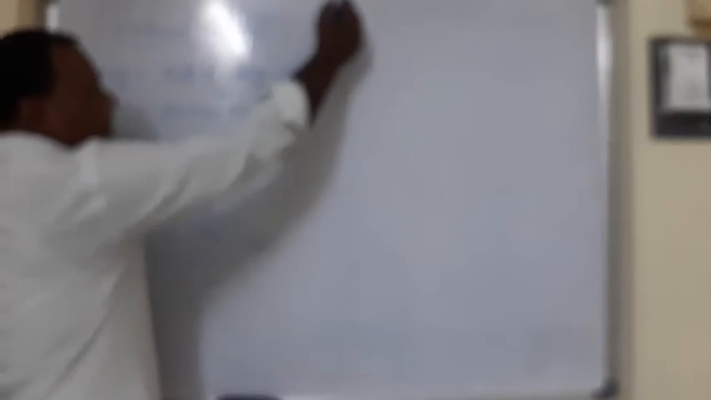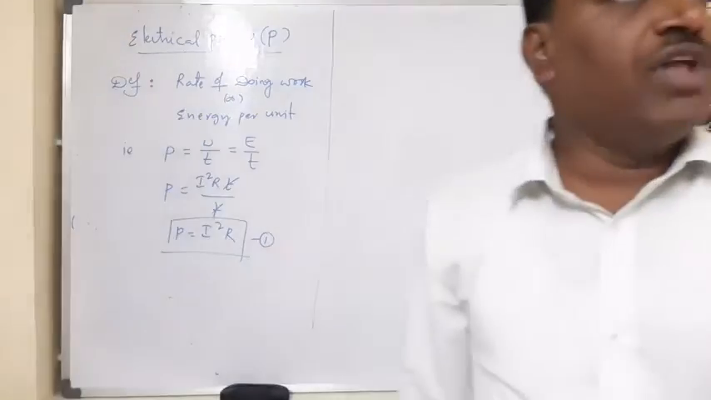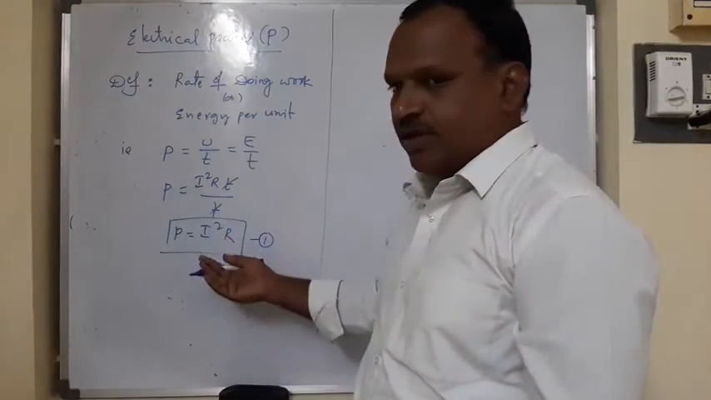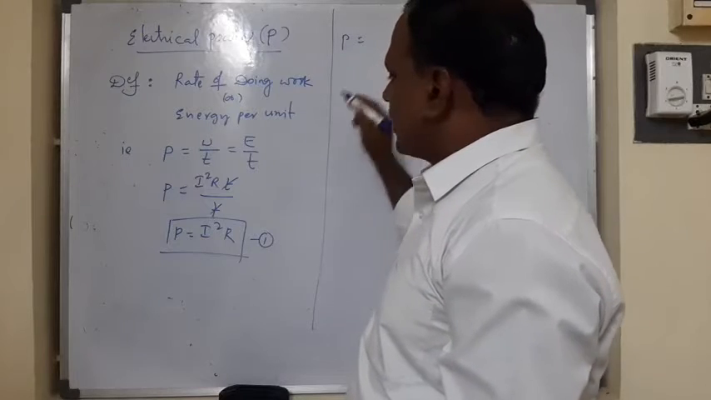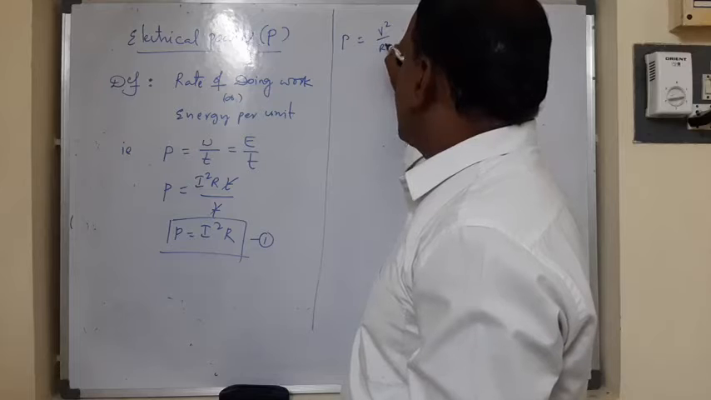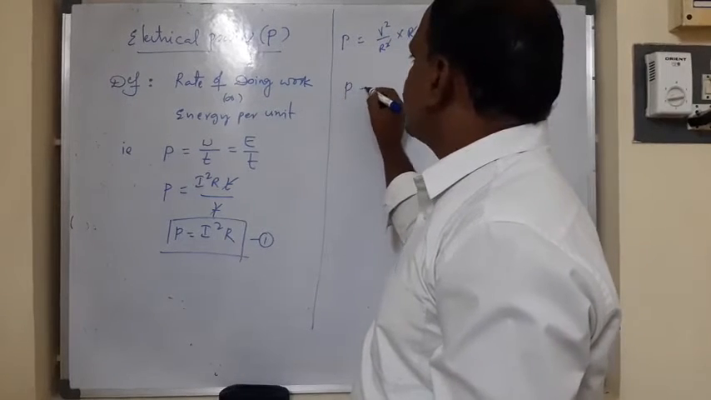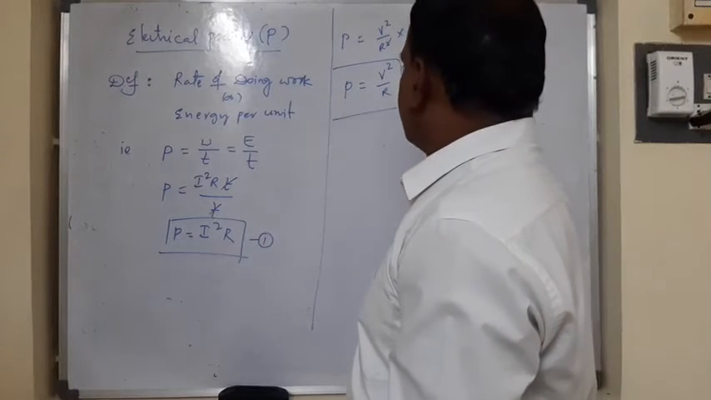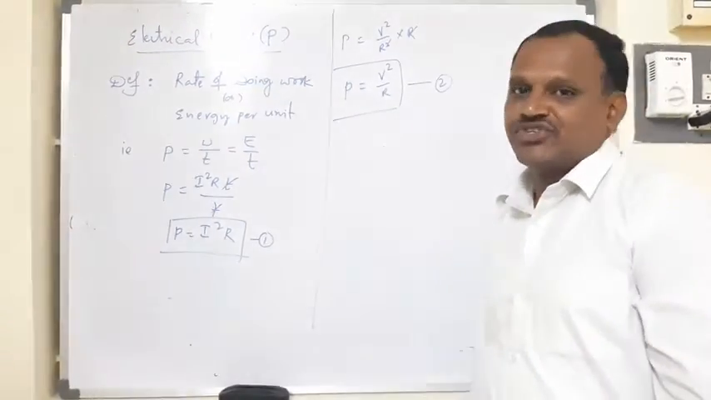The electrical power is given by I square R. Make it equation 1. This is in terms of current and resistance. You can also modify it by using Ohm's law. You can write I as V by R, so power is V square by R square into R. One of the R is cancelled, so power is equal to V square by R. This is another equation to determine the electrical power in terms of potential and resistance.